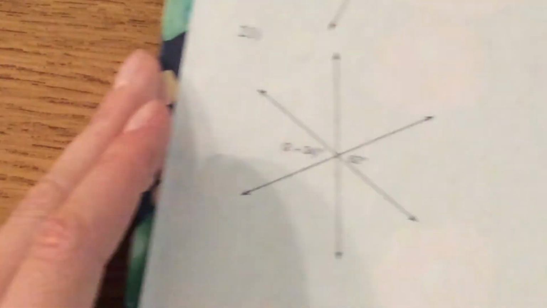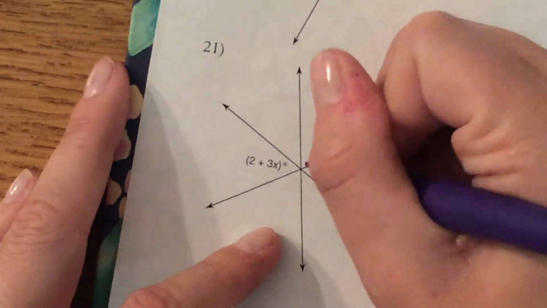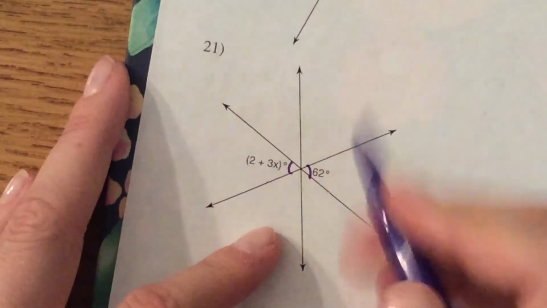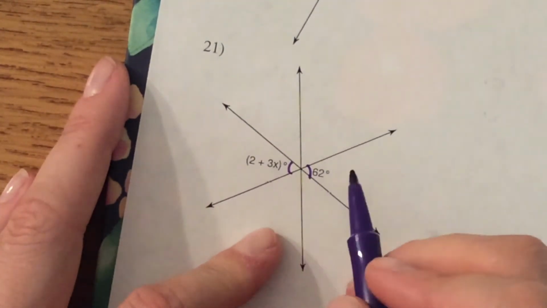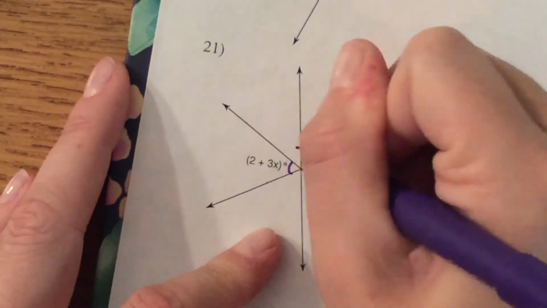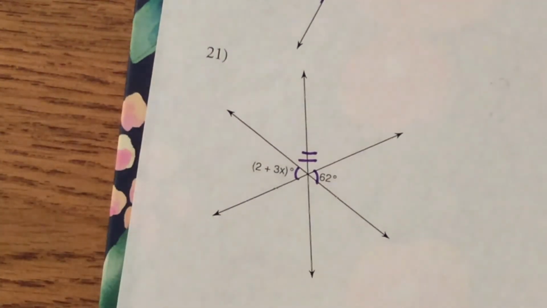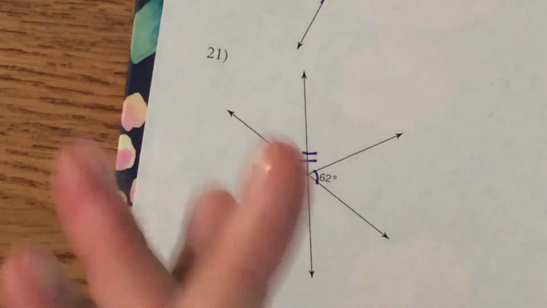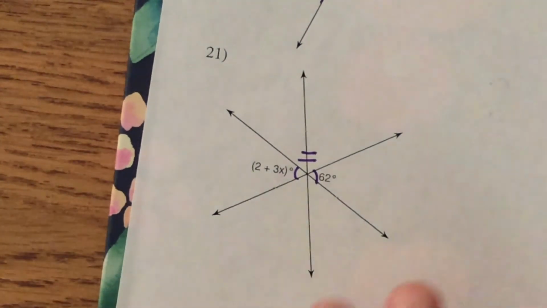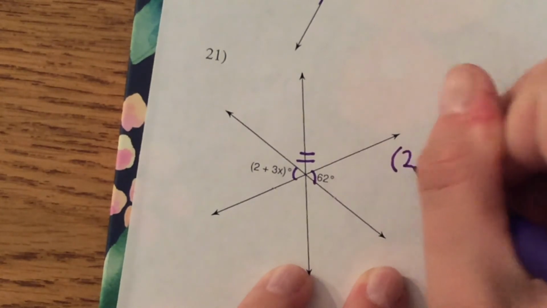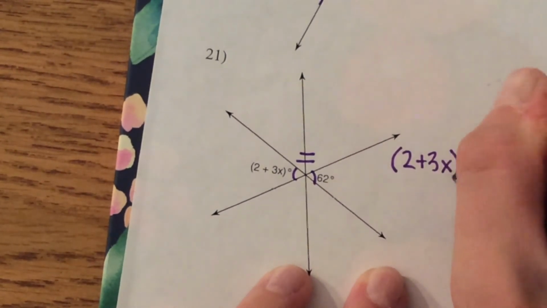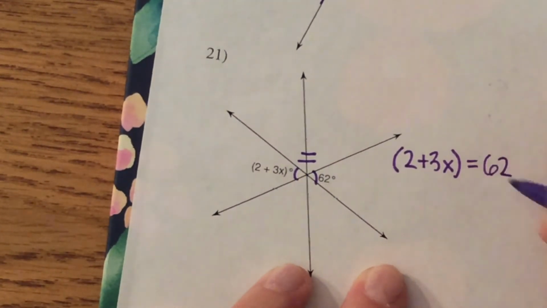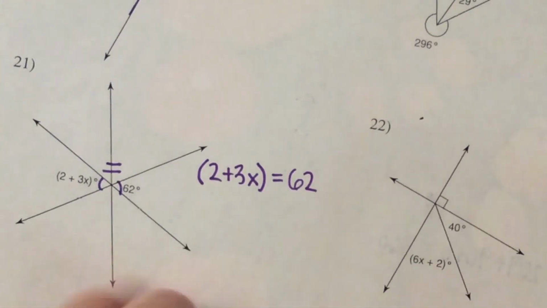Okay, let's do 21 as well. Hopefully you know your angles by now. These are vertical angles, which means they are congruent, which means that they are equal. So on these, remember, you're not combining anything. You're just setting them equal to each other. So you've got 2 plus 3x, which is equal to 62. You would just solve this for x.